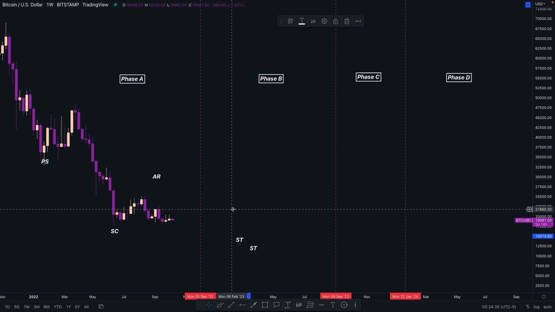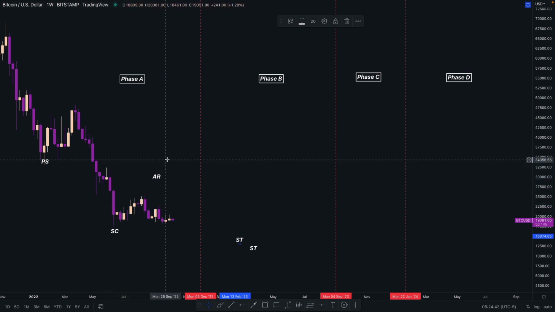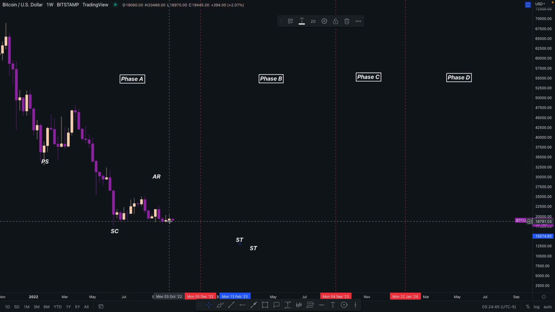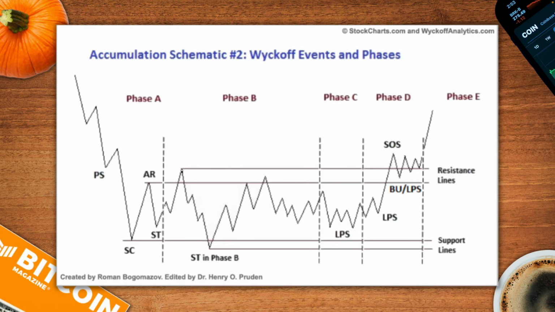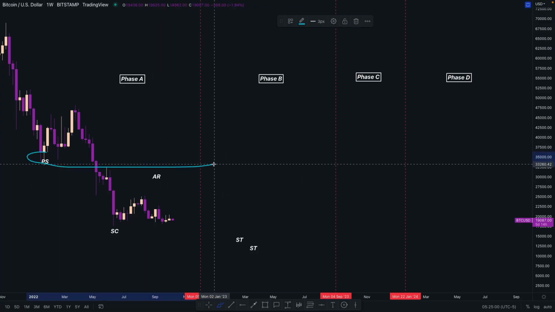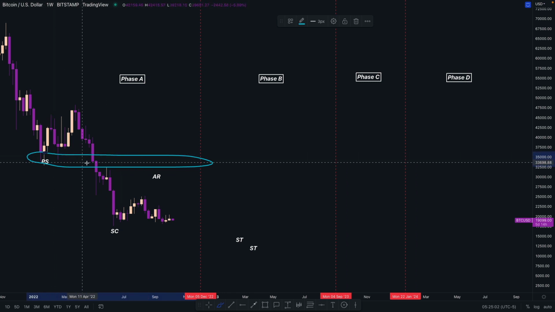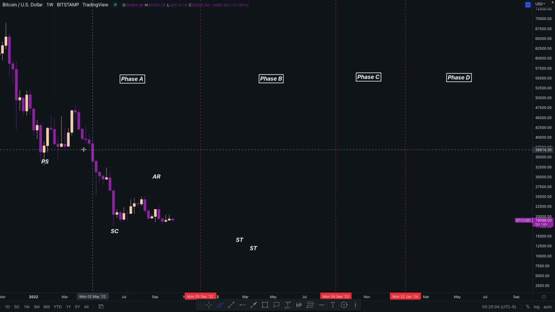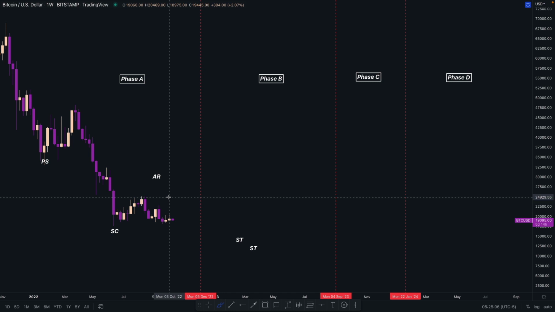And essentially that's the whole point of this: institutions trying to shake out people to get the best possible price for themselves. Now the automatic rally is something that should go up. If we take a look back at the chart, you can see that the automatic rally almost goes back to the preliminary support. So if that is true, then what we should be seeing is that maybe Bitcoin can come back to around the $33,000 to $36,000 resistance level right around here, going off the weekly.